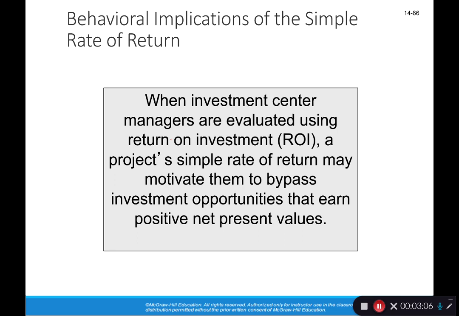Effectively, our ROI is very similar to simple rate of return, and net present value is very similar to residual income, except net present value also accounts for time value of money. So if we want to make sure the investment manager is accepting all opportunities that earn greater than the minimum, we want to evaluate them based on NPV as opposed to simple rate of return.